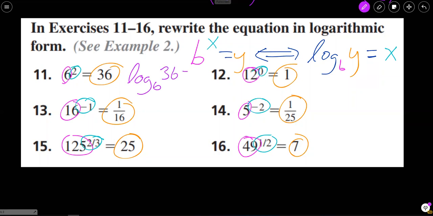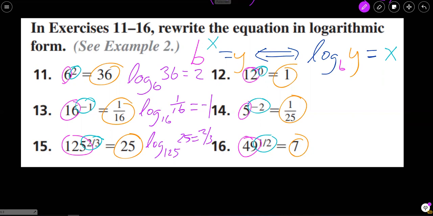So what power of 6 will give me 36? Well, that's going to be 6 to the second power, or 2. And I can continue along with this. Log base 16 of 1/16. Well, we already know the reciprocal of a whole number will give me 1 over that whole number. So my power would be negative 1. Log base 125 of the number 25 will equal 2/3. We'll talk about that in a second.